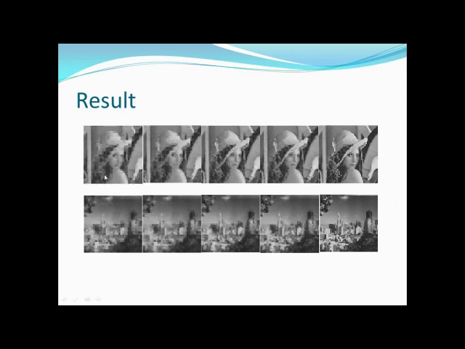Here is the Lena image, the output image of the Hudson method, the Fisher method, the Hudson method, the Fisher method, and the last one is the original. The same way for the San Francisco image. Each output image has a different parameter and different speed-up methods.